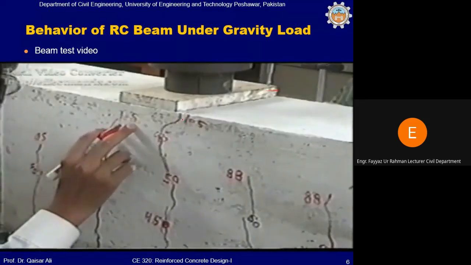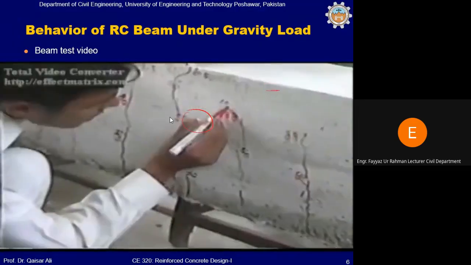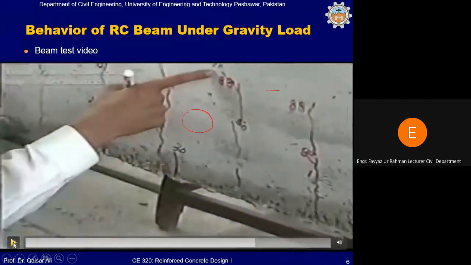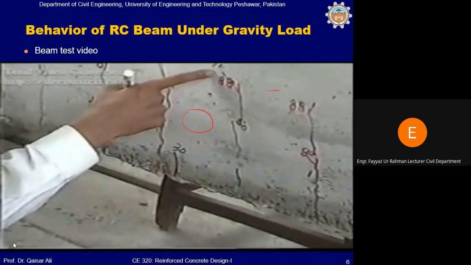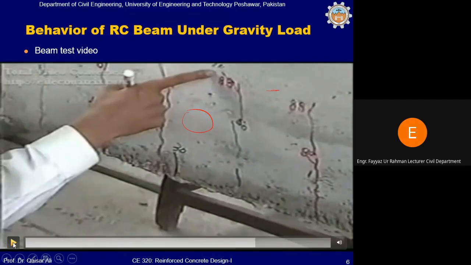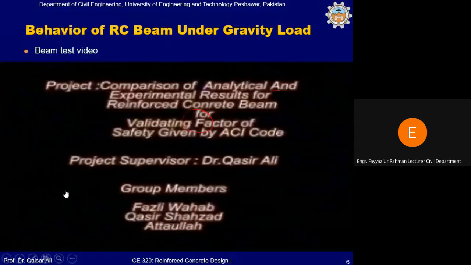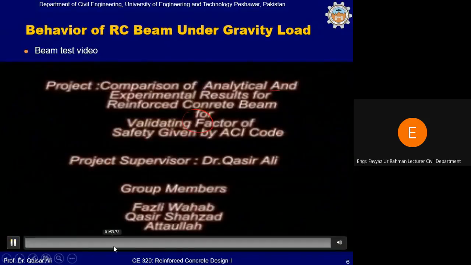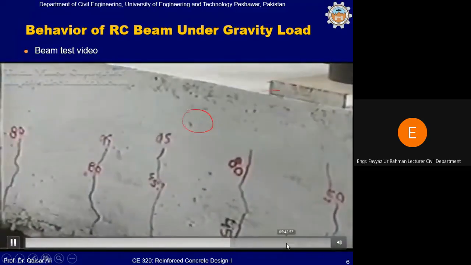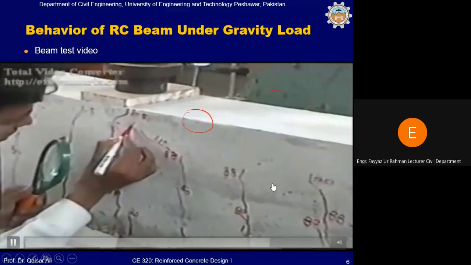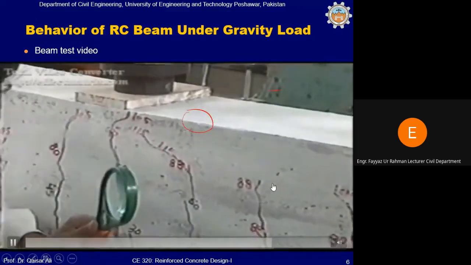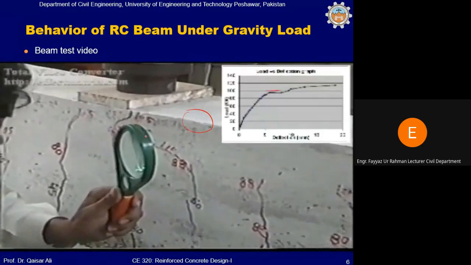Now this crack corresponds to 105 kilonewton. In the start you have seen that the calculated maximum capacity of this beam is 90 kilonewton, but from the experiment you can see that it can go up to 95 kilonewton. It can take the load up to 105 kilonewton. Even it is 115 kilonewton.